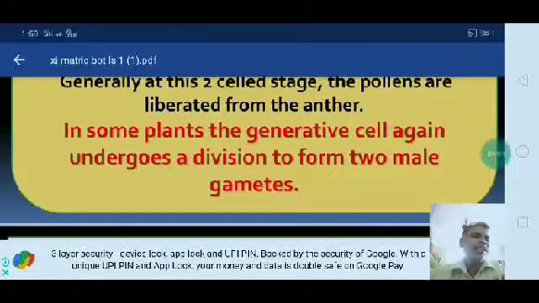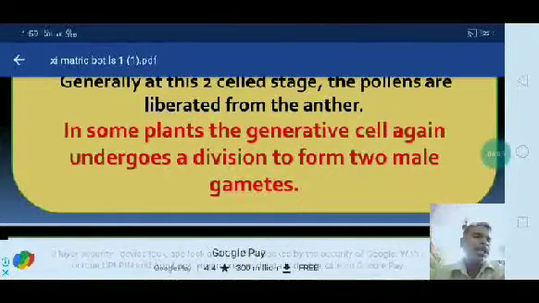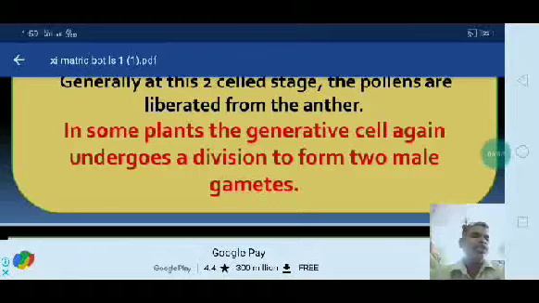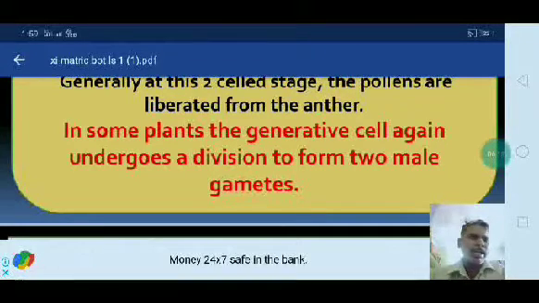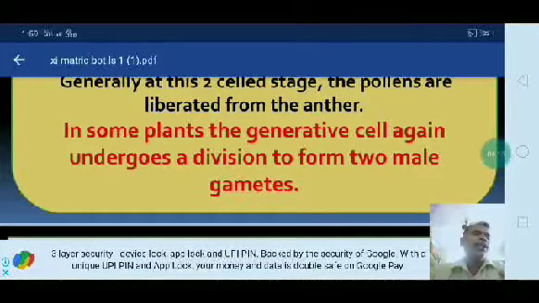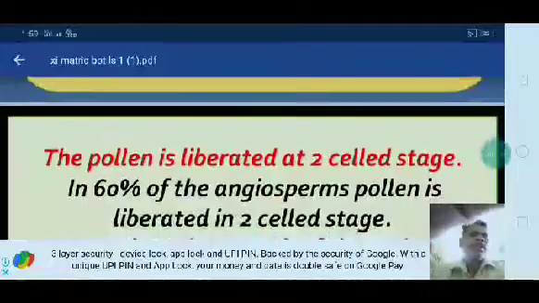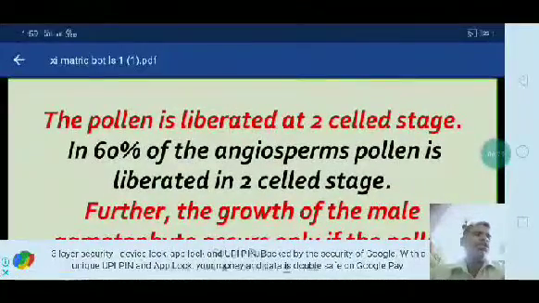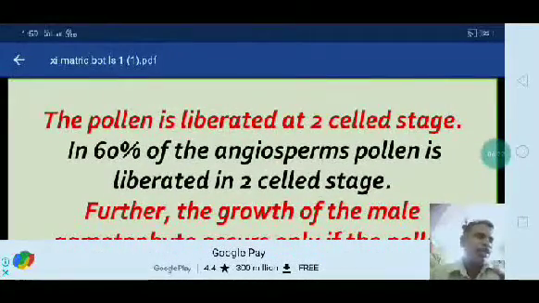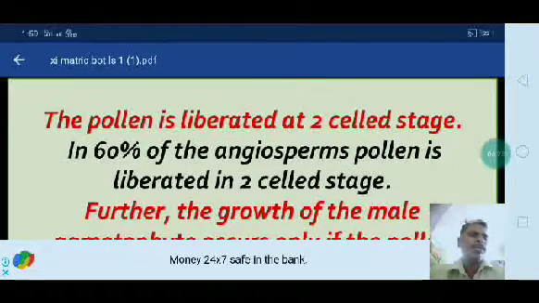In some plants, the generative cell undergoes a further division to form two male gametes. The pollen is liberated at the two-cell stage. The pollen is mostly liberated at the two-cell stage only. 60% of angiosperm pollen is liberated at the two-cell stage.